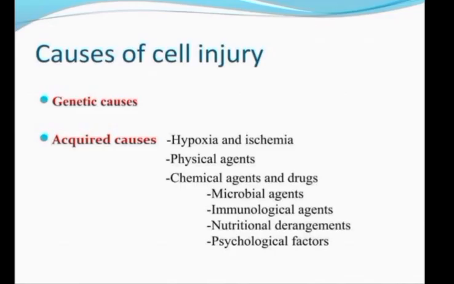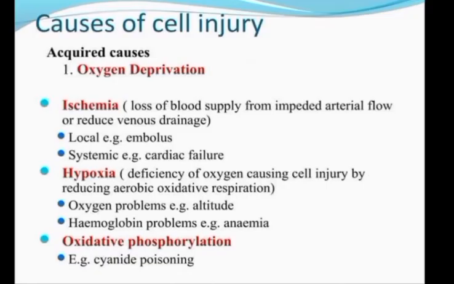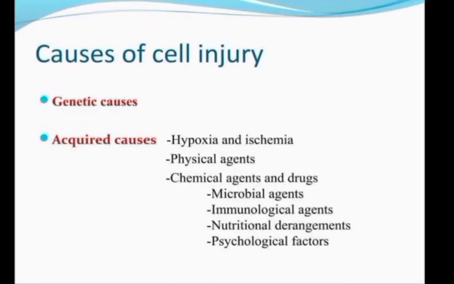Mostly genetic causes result from abnormalities in the genes or chromosomes that are inherited from parents or occur due to mutations. These abnormalities can lead to the production of defective proteins, enzyme deficiencies, or structural defects, resulting in cell injury and disease.